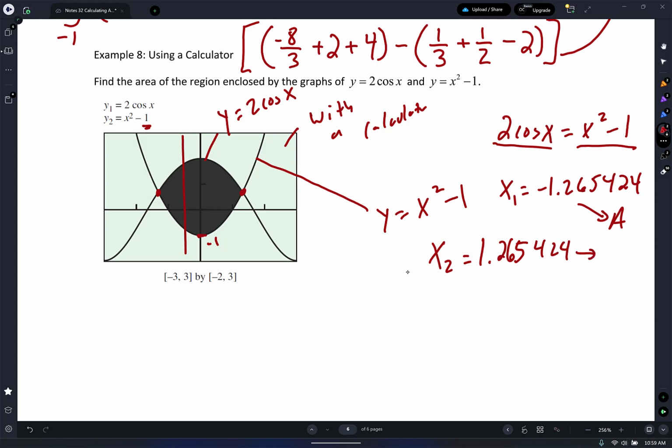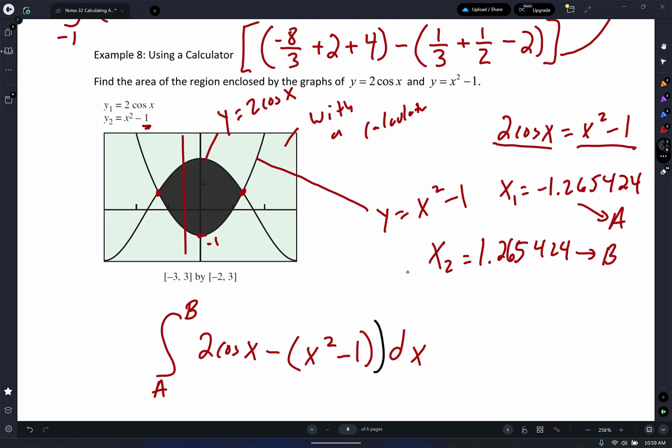1.265424, and then the arrow indicates that I'm storing it to B. All right, here we go. Ready? Integral from A to B. Which one's on top? 2 cosine x minus, put a parenthesis, x squared minus 1, close it, dx. And if you want to put a parenthesis on the whole thing, boom, boom.